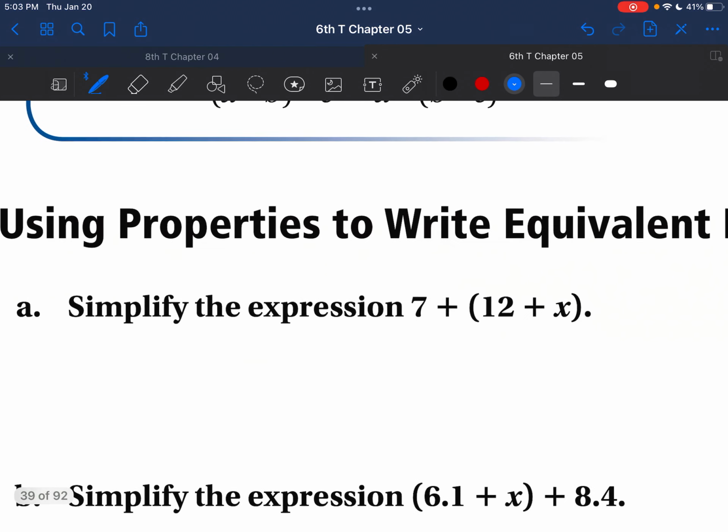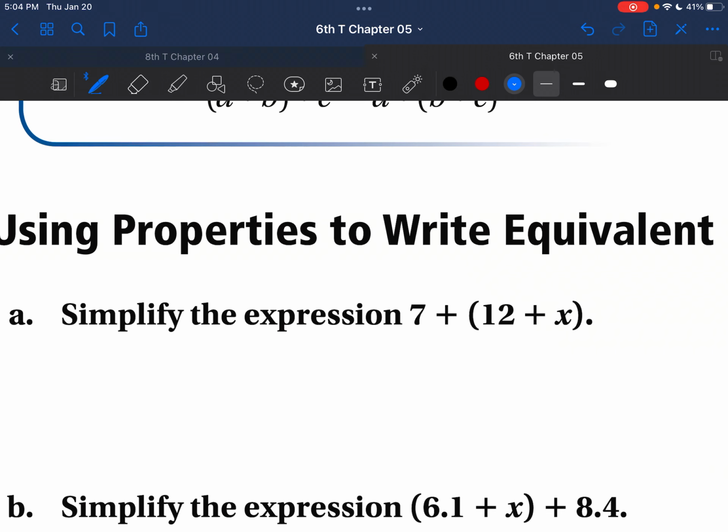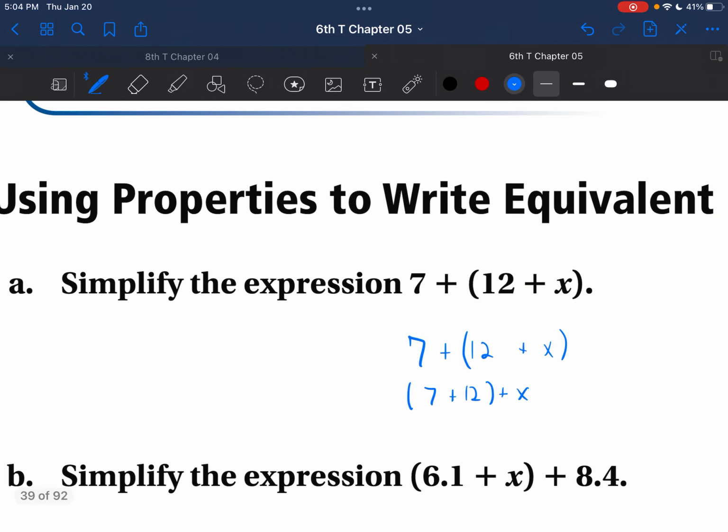Here we go. So we need to simplify this expression. We're just changing the groupings, okay? So write it down: 7 plus 12 plus x. We have parentheses like this. And instead of that, we're actually going to have 7 plus 12 in parentheses, plus x. Can we solve 7 plus 12? Yes, we can. So 7 plus 12 is going to give you 19.